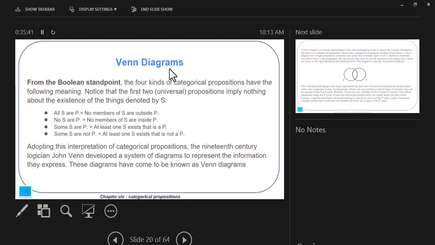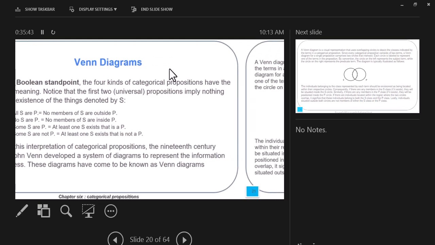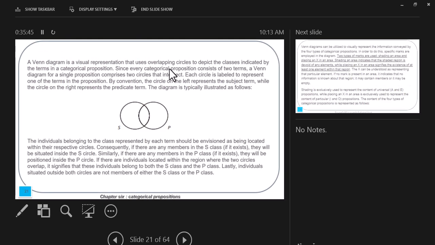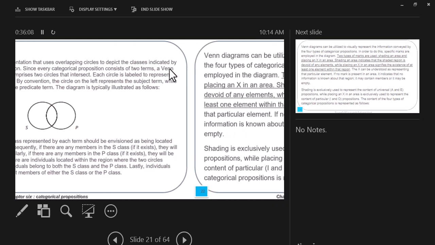How can we represent the four standard forms of categorical proposition? The first thing you need to do is to draw two overlapping circles. The first circle stands for S, the subject class, and the second circle is the predicate class. All you have to do is either shade or put an asterisk or an X inside the proper region. Two types of marks are allowed.